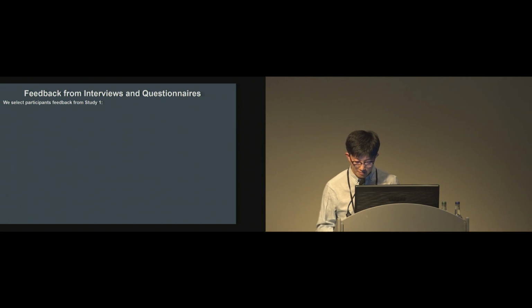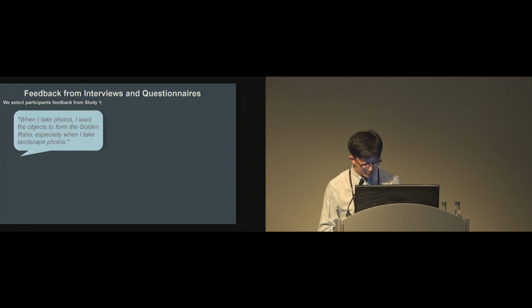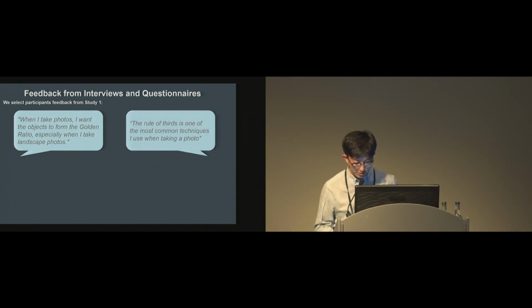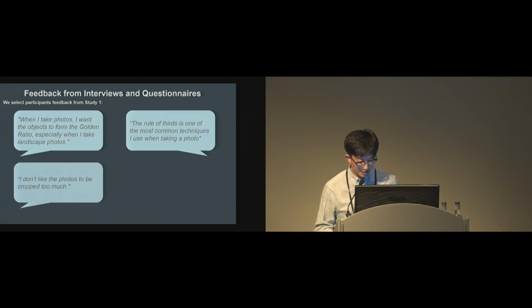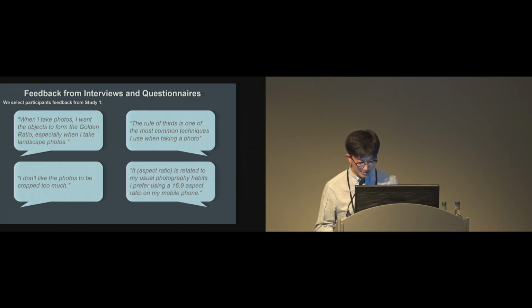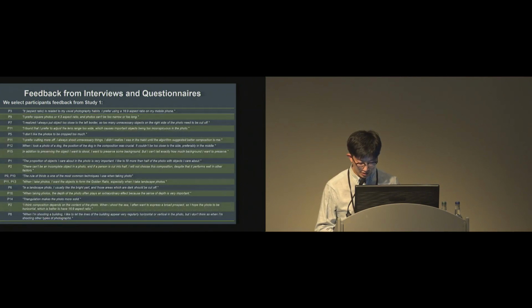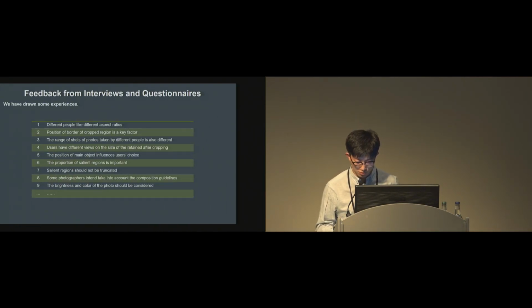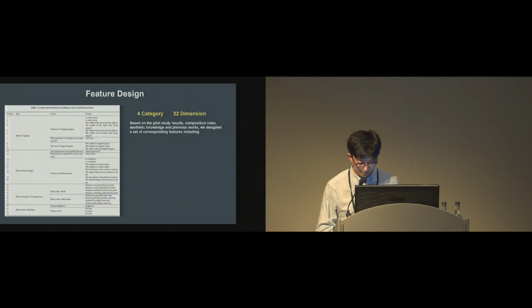We got some insightful feedback from study one. When taking a photo, I want objects to form a golden ratio, especially when I take landscape photos. The rule of thirds is one of the most common techniques I use when taking a photo. I don't like the photo to be cropped too much. It's related to my usual photographic habits. I prefer using a 16 to 9 aspect ratio on my mobile phone. There are many other interesting feedbacks, and we have drawn some experience from them.